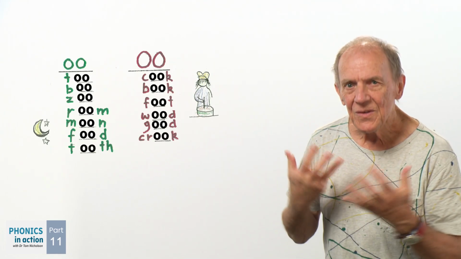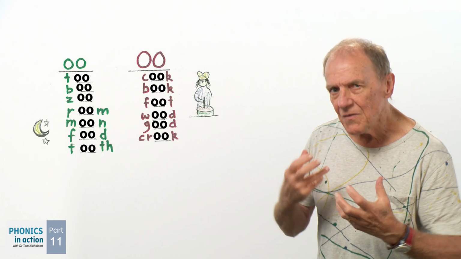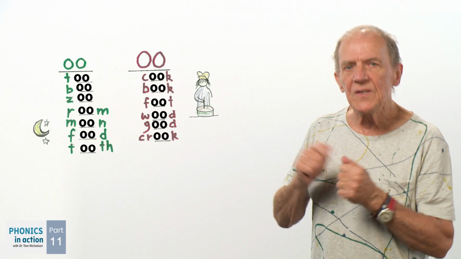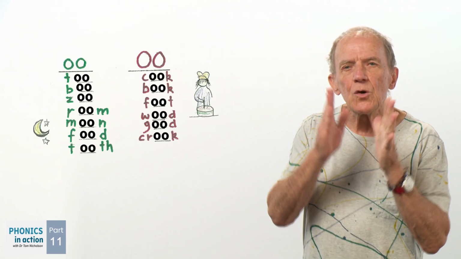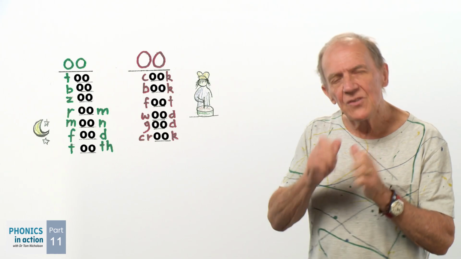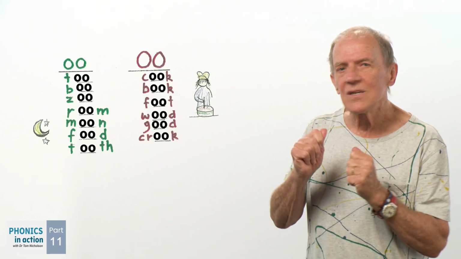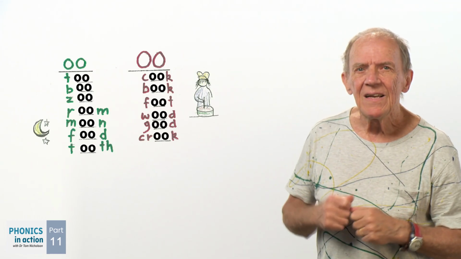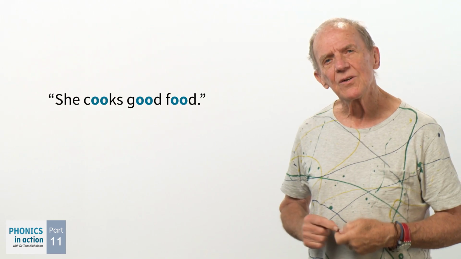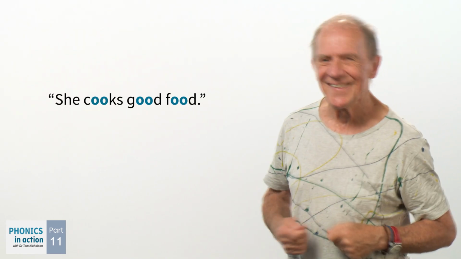Now you know the two sounds that the vowel digraph makes. And a hot tip is, if you are not sure of the sound, first try the oo, as in boo. And if that doesn't sound right, try the o, as in cook. Now, can you think of a story title with some of the words? How about this title? She cooks good food.